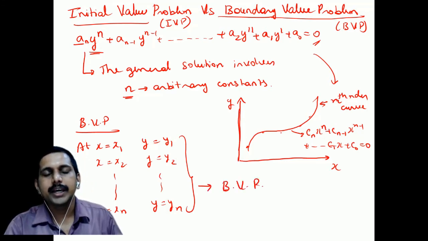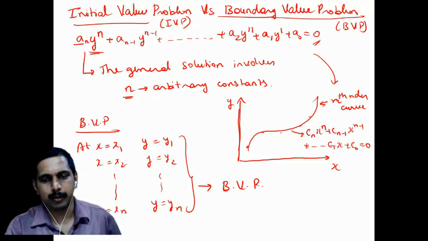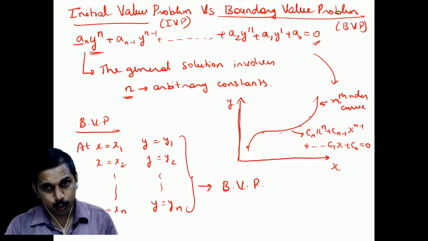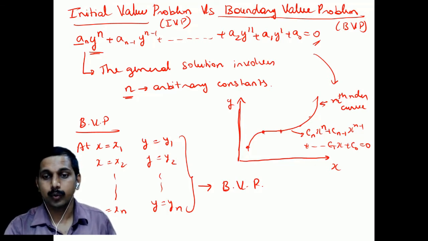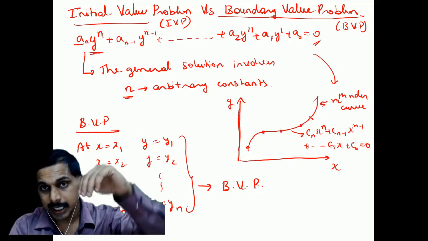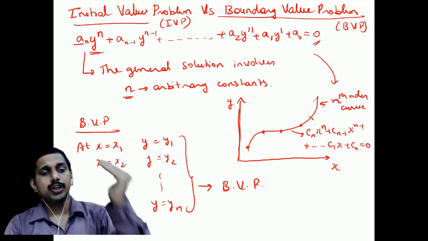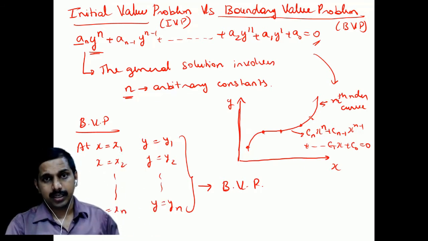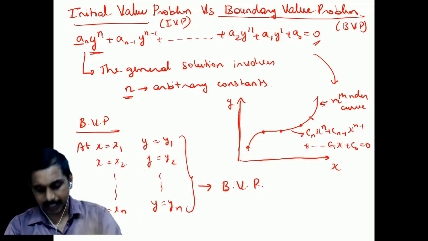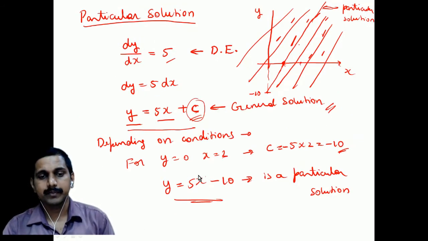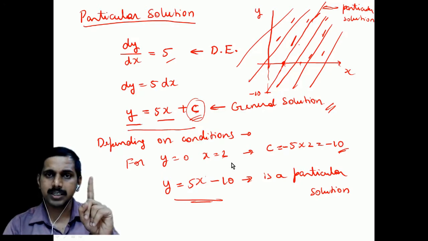It is called boundary value problem, where you say at different points of the curve what is the value. If it is an nth order curve, you need n equations. If it is a first order curve, one equation is enough, correct? That's what we have done here. You see, it was first order, one equation is there.